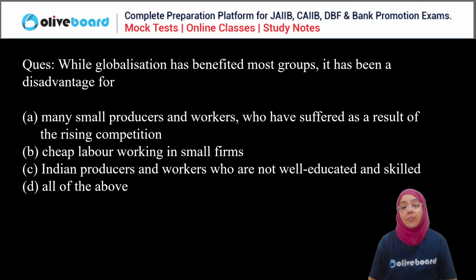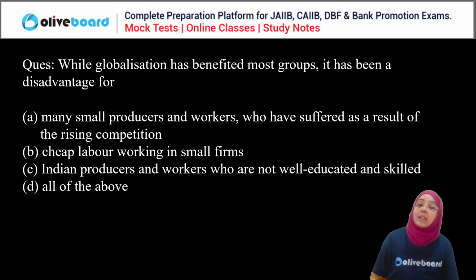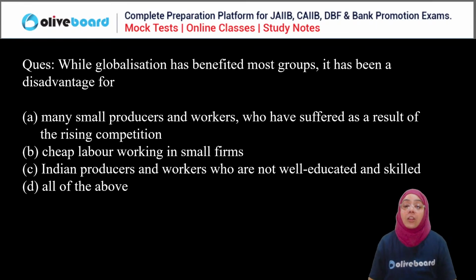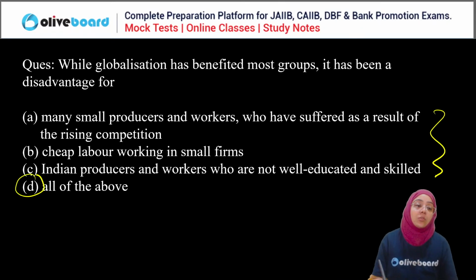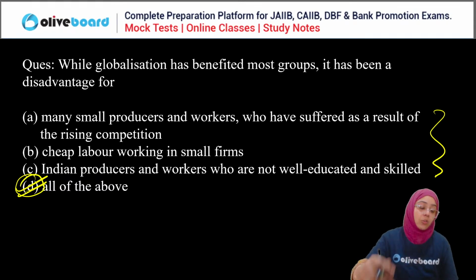So the correct answer is what? While globalization has benefited most groups, it has been a disadvantage for many small producers and workers who have suffered as a result of rising competition, cheap labor working in a small firm, Indian producers and workers who are not well educated and skilled, or all of the above. Yes, all of the above is the correct answer. They all are affected by globalization, right? So D is the correct answer.